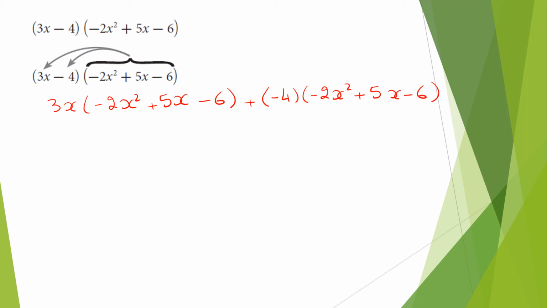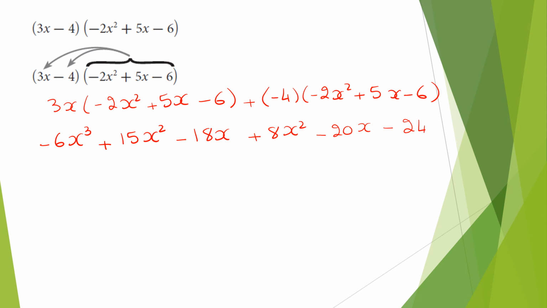Then I'm going to multiply 3x times negative 2x squared will be negative 6x cubed. 3x times 5x will be positive 15x squared. 3x times negative 6 will be negative 18x. Negative 4 times negative 2x squared will be positive 8x squared. Negative 4 times positive 5x will be negative 20x. Negative 4 times negative 6 will be positive 24.